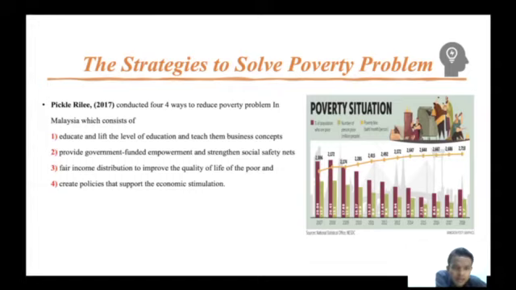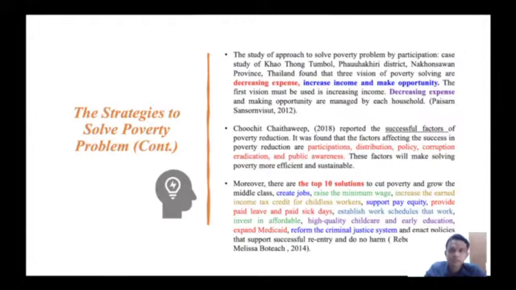The first study conducts 4 ways to reduce the poverty problem in Malaysia, which consist of educating and lifting the level of education, providing government-funded empowerment, fair income distribution to improve the quality of life, and also creating policy that supports economic stimulation. 3 visions of poverty solving: decreasing expense, increasing income, and making opportunity. And the last one is decreasing expense.